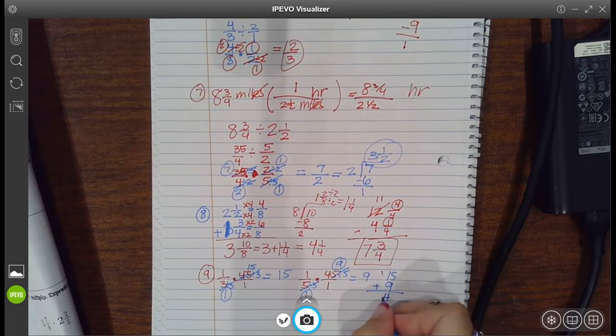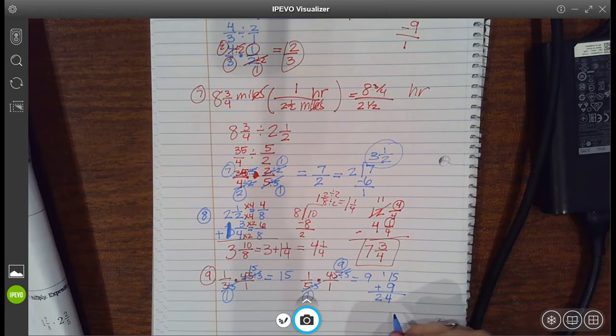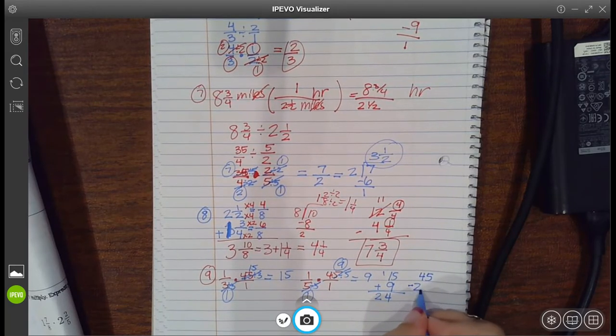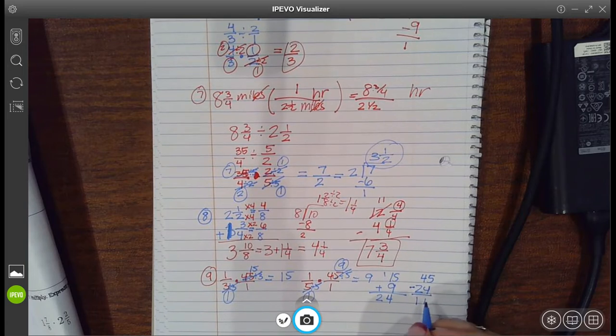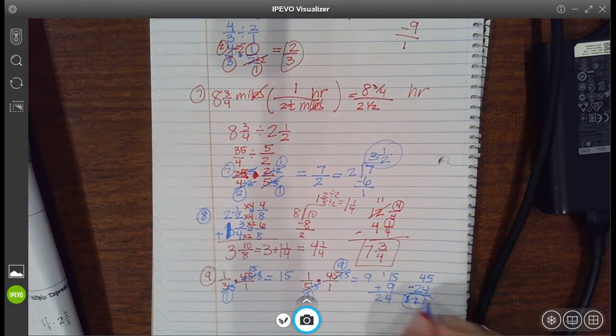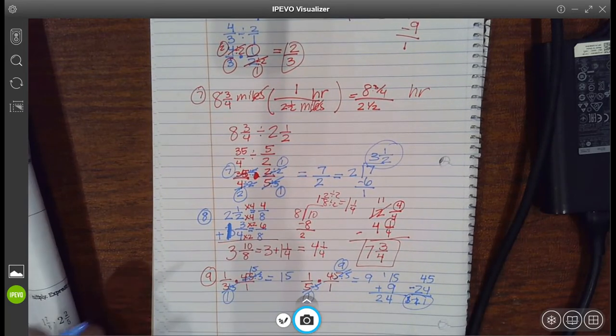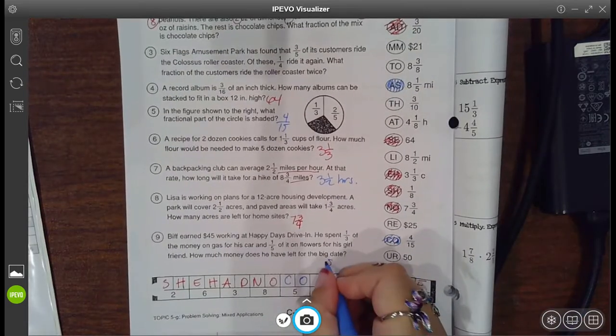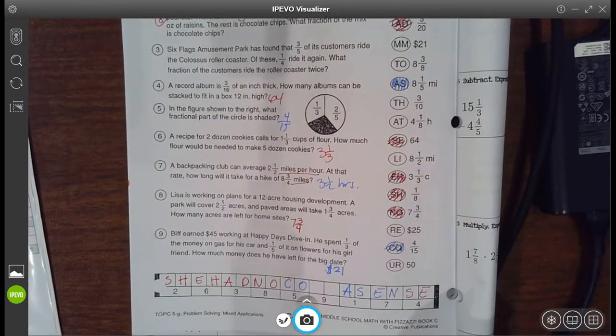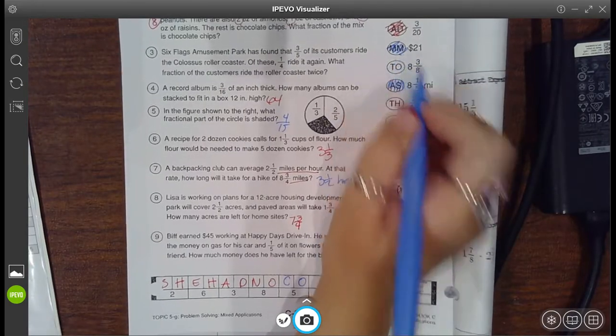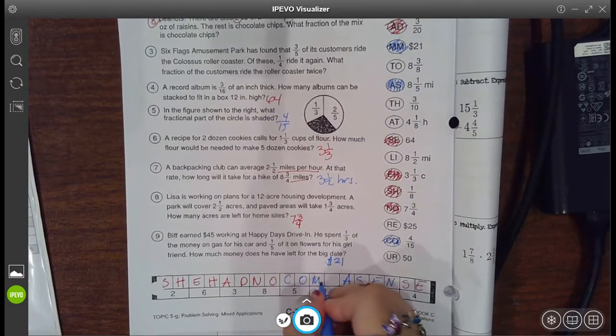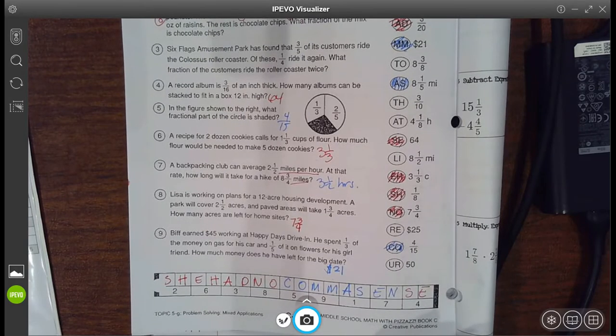Let's see how much total that is. Okay, that's how much he spent. So now how much does he have left for the big date? Well, he started with 45. Subtract how much he spent. And that tells you how much money does he have left? $21. Okay. So 21 right here is how much money he has left. And that's MM. So for number 9, we're going to put an MM.